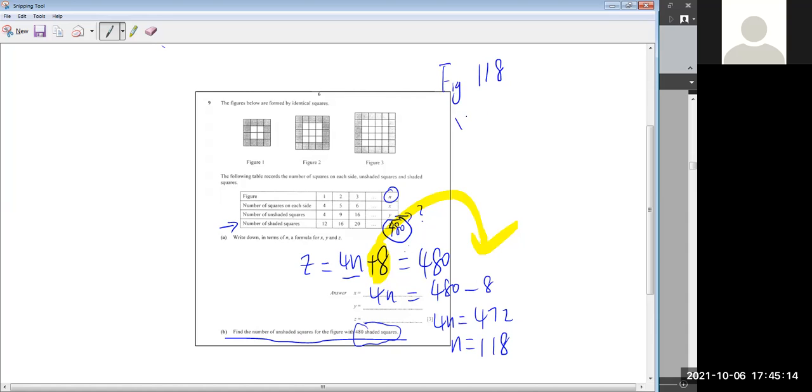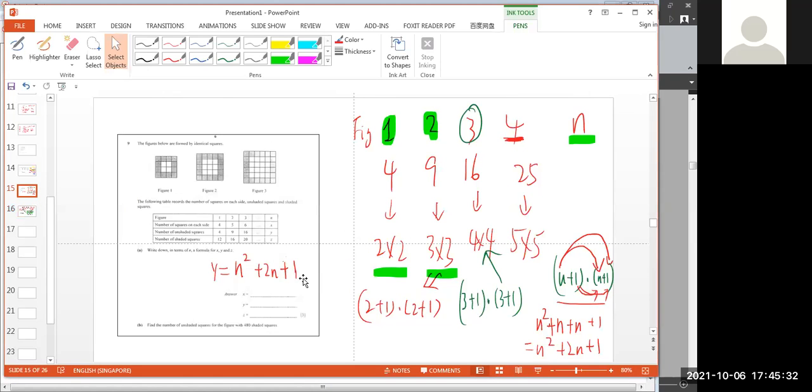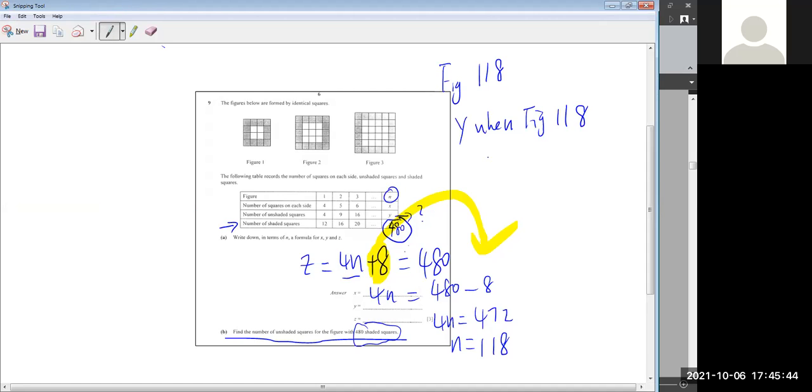So what is your y when figure is 118? Okay. So what is the formula for y? Let's take a look. The formula for y is n square plus 2n plus 1. Can you see? Okay. So it's from here. So the formula for y is equal to n square plus 2n plus 1. In this case, the n is 118. So I just sub in 118 square plus 2 times 118 plus 1.